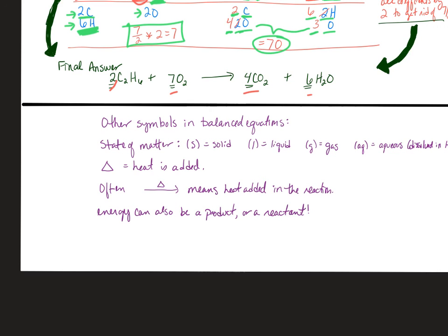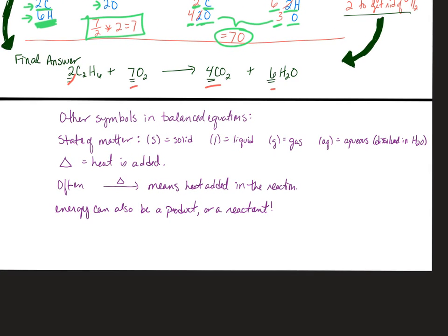Just to let you know, there's other types of symbols that you will see in reactions. We have things that denote the state of matter. So if you see this in parentheses, S, that means solid, L is liquid, G is gas, and AQ is aqueous. That means it's dissolved in water, by the way. A lot of reactions in inorganic chemistry you'll see as dissolved in water, but there's a lot of reactions in other types of chemistry that are not.